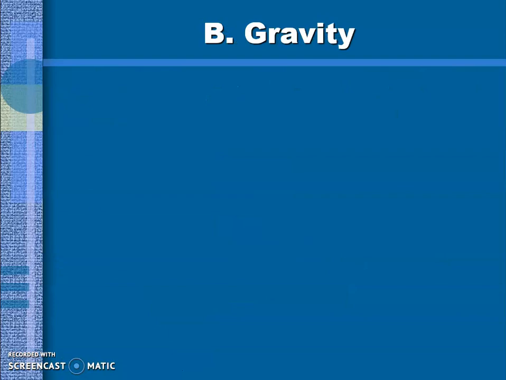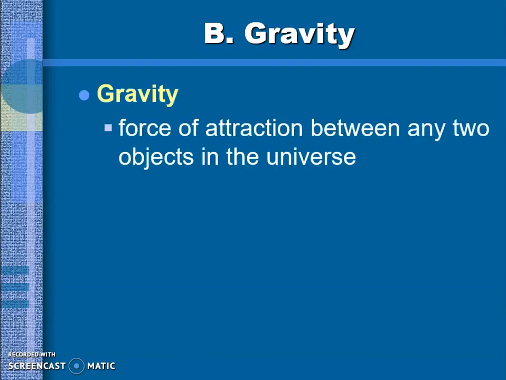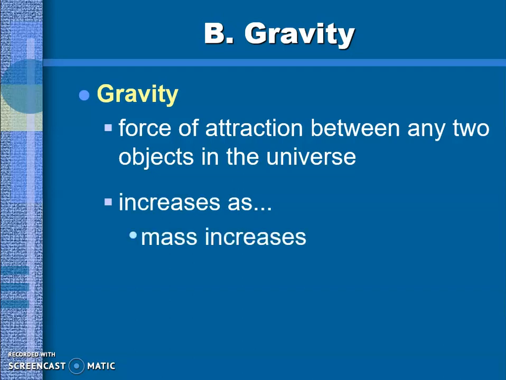Okay. Next, let's talk about gravity, because gravity is going to affect all objects on Earth. So gravity is the force of attraction between any two objects in the universe. Gravity increases as mass increases. Gravity increases as distance decreases. So as two objects come closer together, gravity increases between them.